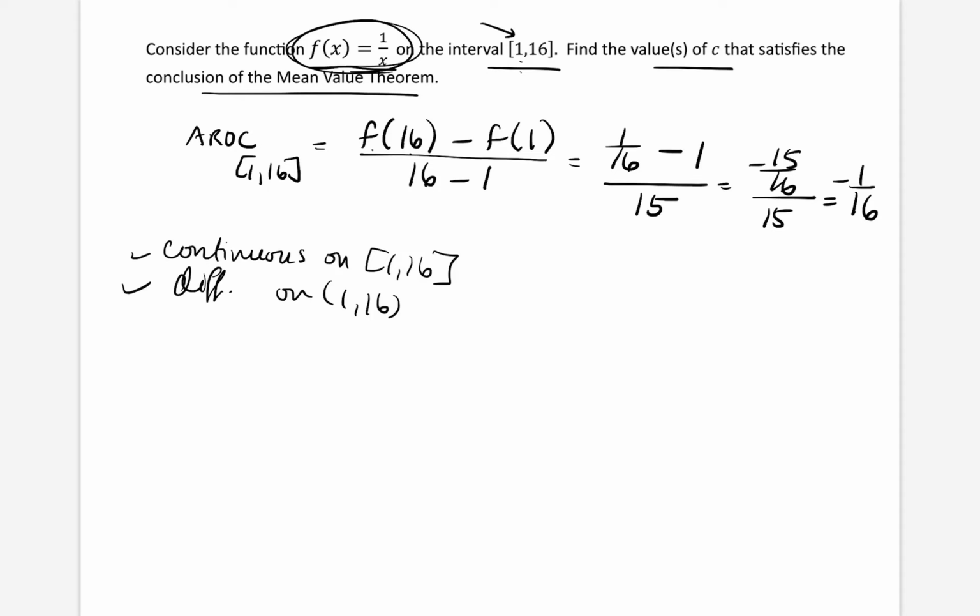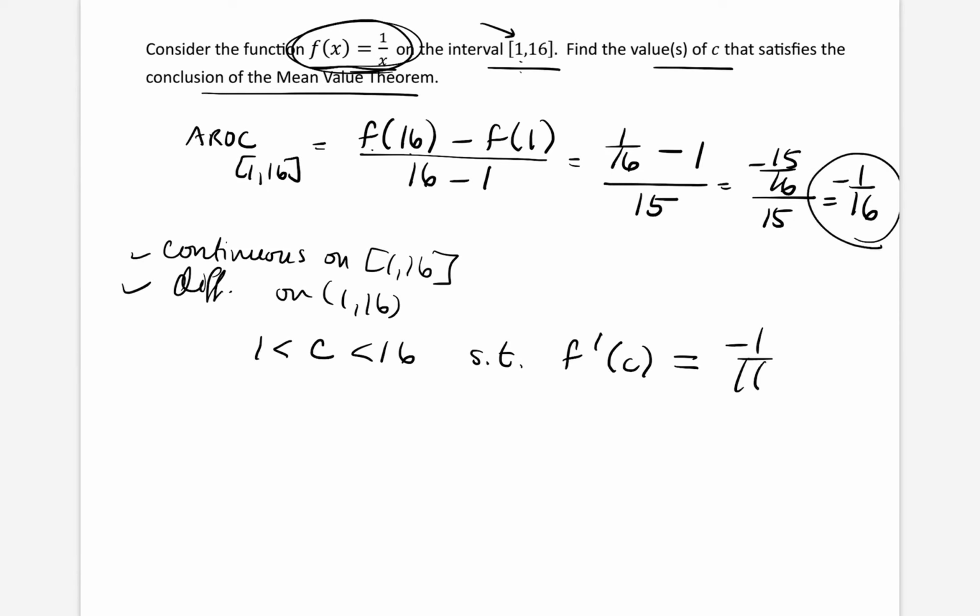So the mean value theorem then tells us there must be some c, some value c, between 1 and 16, such that the derivative of our function at c equals that average rate of change that we found, which was negative 1 over 16. So now all we have left to do is figure out what is that value. So what is f prime of c?